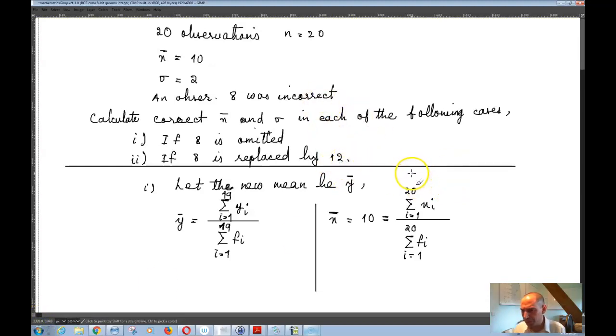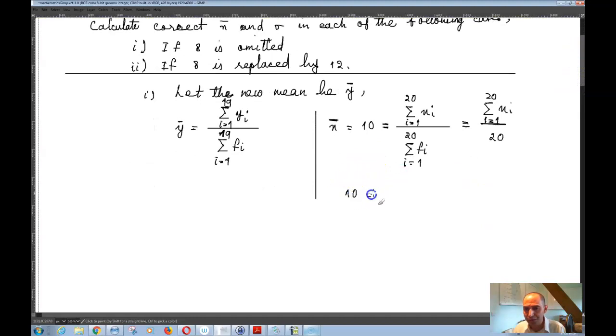Okay, so the way that you can think about this is that, of course, the sum of X of i as i goes from 1 to 20, we don't have it. But we know that X bar is equal to 10, and the sum of f of i is equal to 20. So I can write this as the sum of X of i as i goes from 1 to 20 divided by 20. So that means that 10 is equal to the sum of X of i as i goes from 1 to 20.